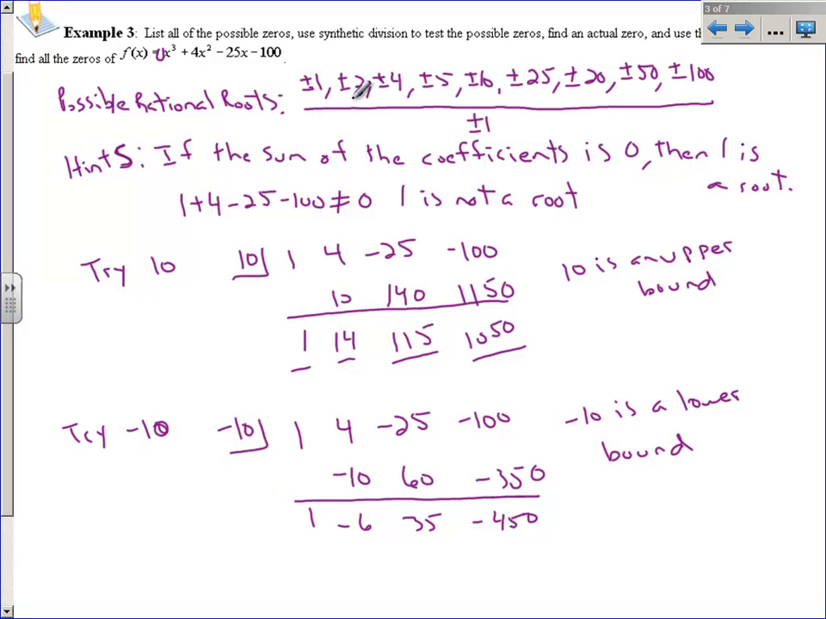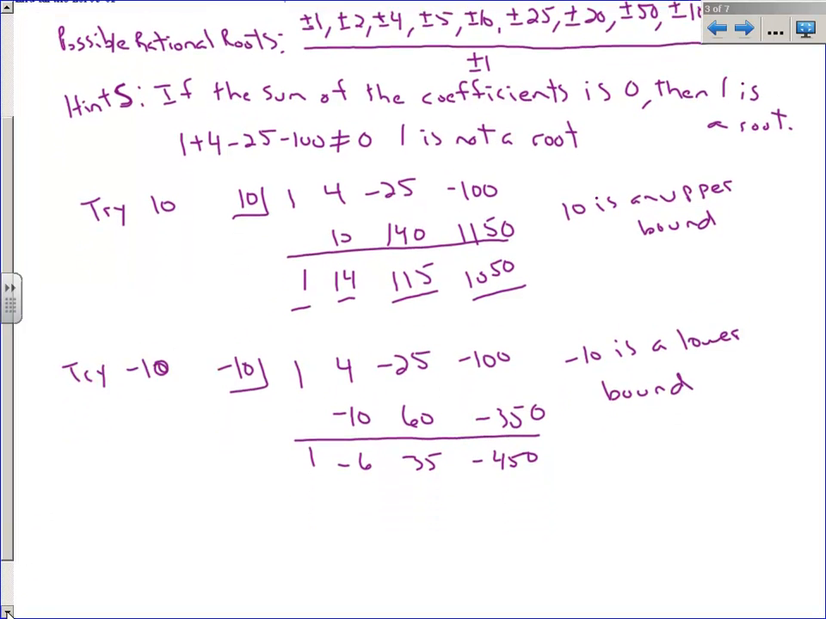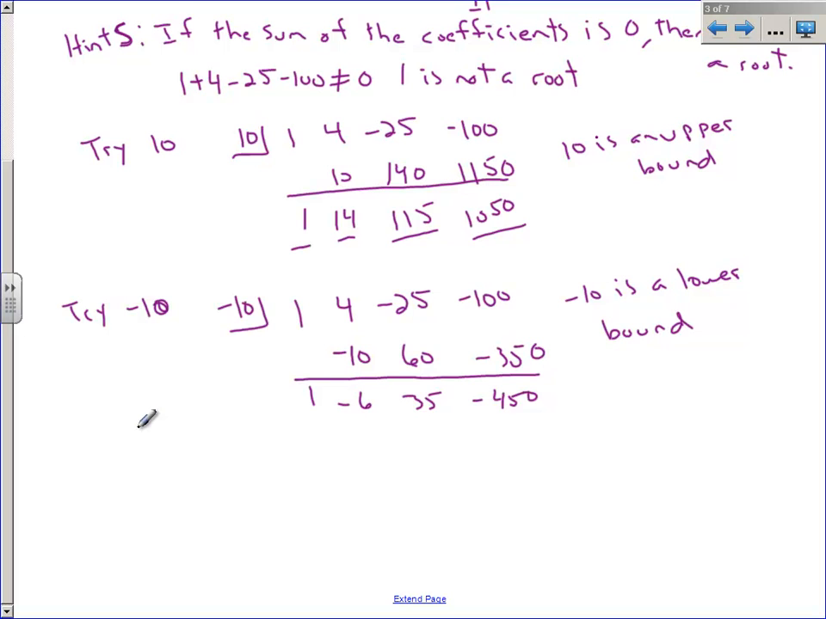We're only going to try the 1s, 2s, 4s, and 5s. And I've already told you before that 1's not a root because you add up the coefficients, it didn't equal 0. So we now have either negative 1, positive 2, negative 2, positive 4, negative 4, positive 5, or negative 5. That's it. So let's just start trying them. Again, from today's lesson in class, we have to get a 0 as a remainder to get a root.